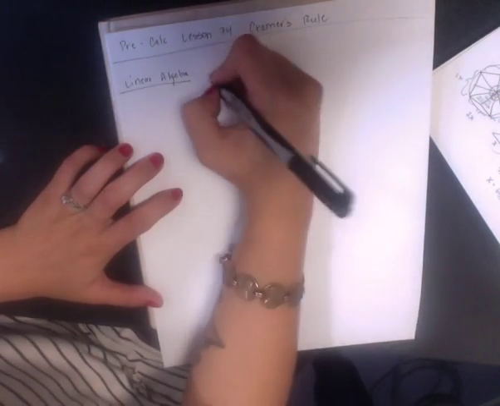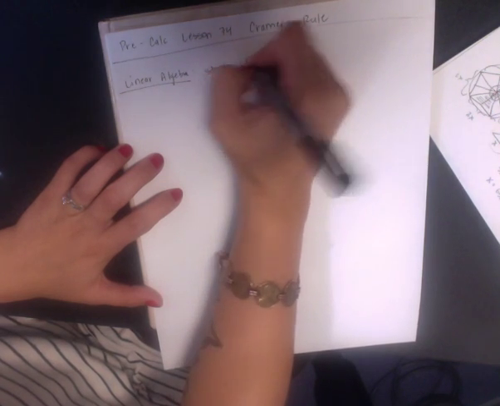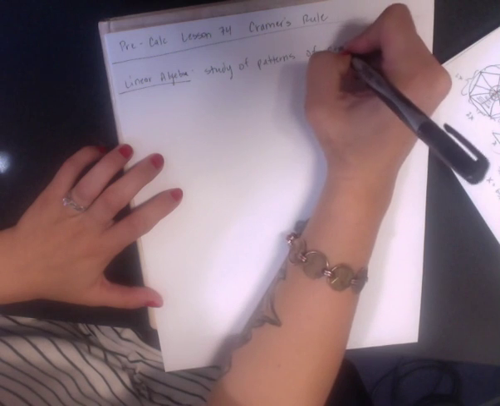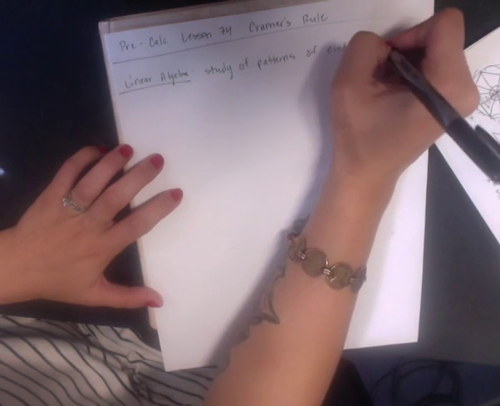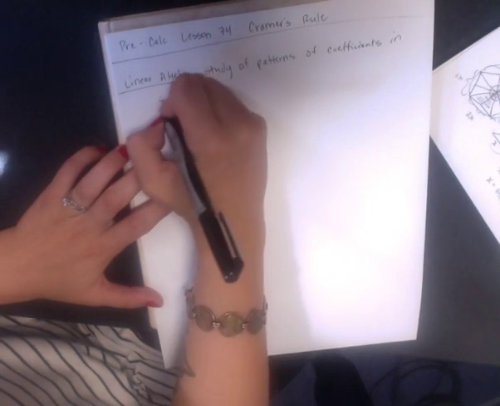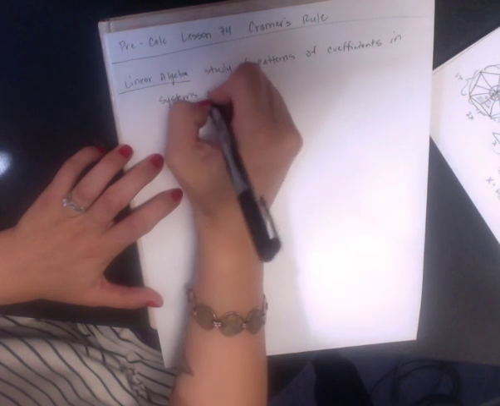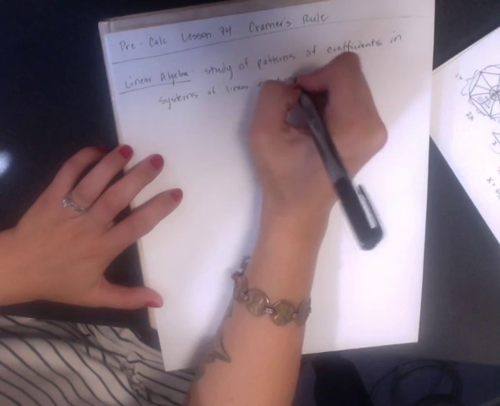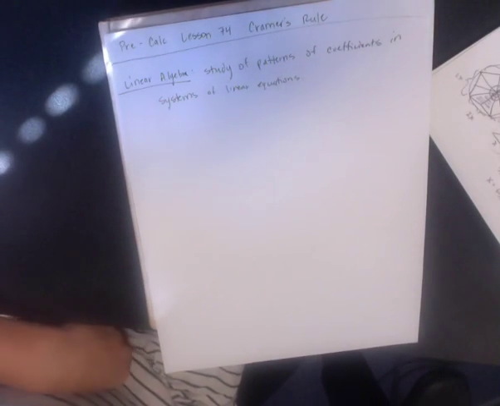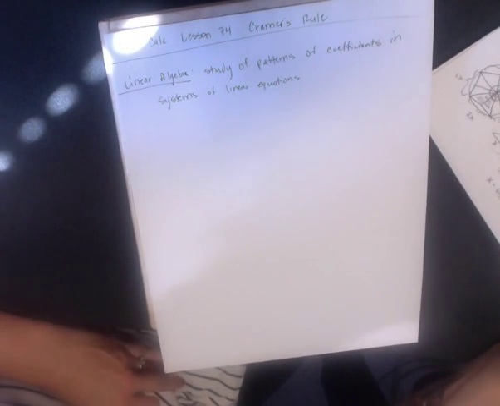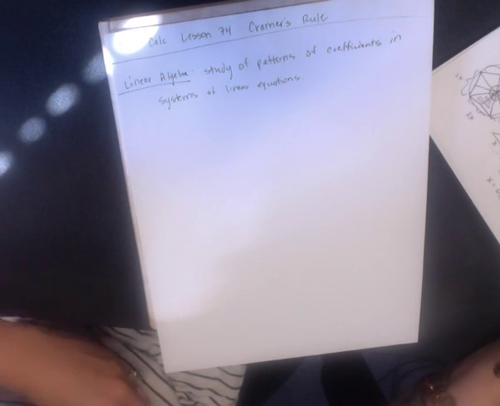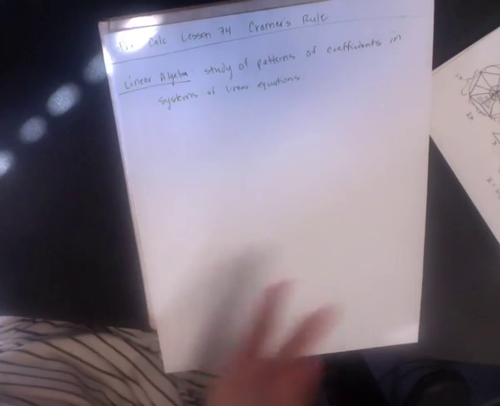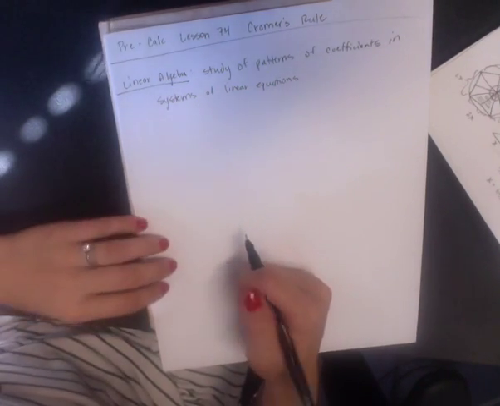Linear algebra is the study of patterns of coefficients in systems of linear equations. Okay, now there was a famous mathematician who studied linear algebra, and he did lots of really cool things in it that we won't get into now. You can wait and take math history if you so choose.